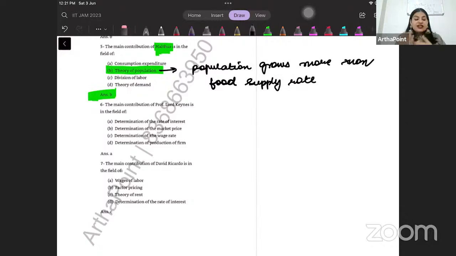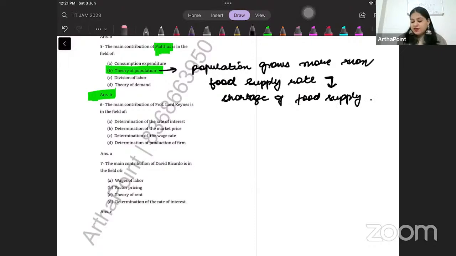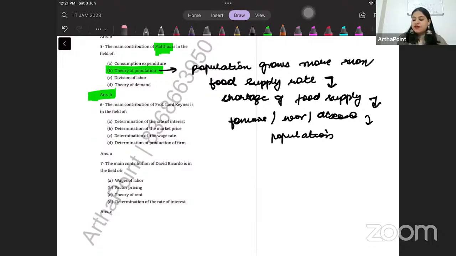तो पॉपुलेशन ज्यादा ग्रो कर रही है, फूड सप्लाई कम ग्रो कर रहा है, which means that there will be a shortage of food supply until there is a famine or disease or war which will reduce the population. But I have covered this in our videos also. So students can go through that video where I have talked about the theory of population given by Malthus, right?